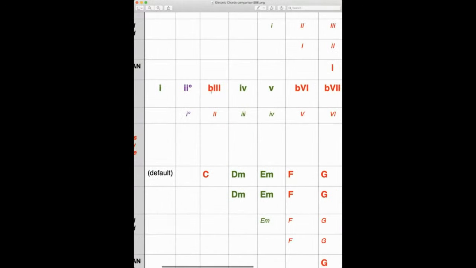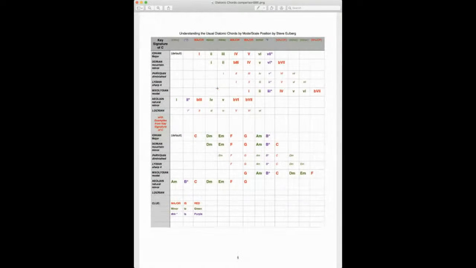It has a flat sign, looks like a B, right? But I don't have the musical symbol here, so I'm using a lowercase b as my flat sign, and then an uppercase 3. So let's review what's happening on this chart. This is one I put together to do the comparison of what happens in a particular mode.